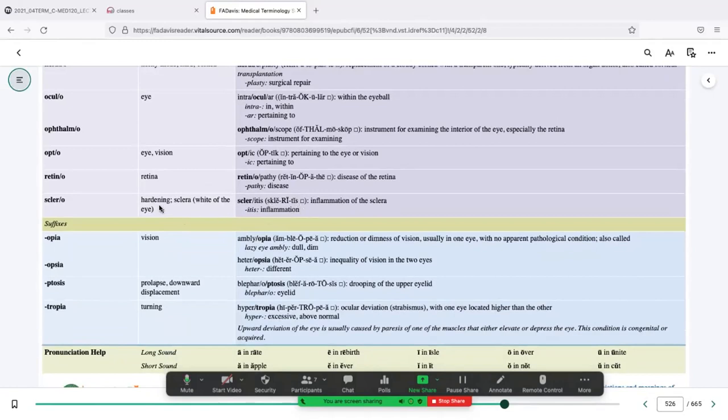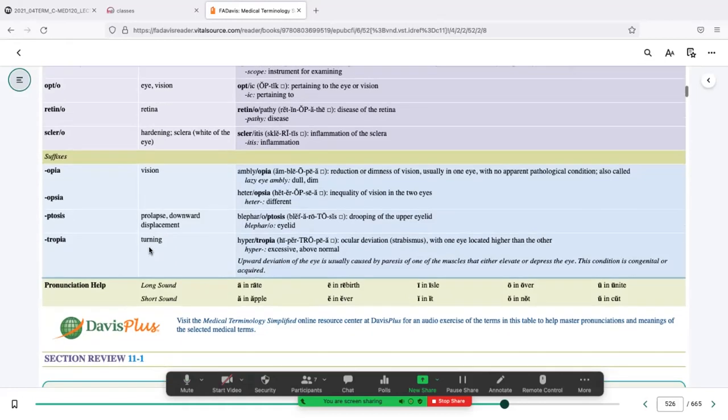Scleritis, inflammation or infection of the sclera, which is part of the whites of your eyes. Amblyopia. Opia means a type of vision. So amblyopia is a reduction of vision, but only in one eye. The other eye is okay. Heteropsia is the resulting inequality of vision within the two eyes.